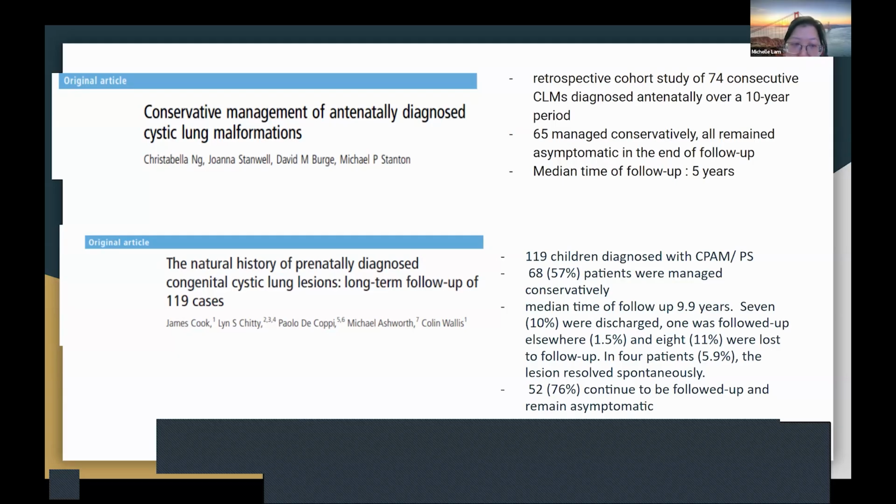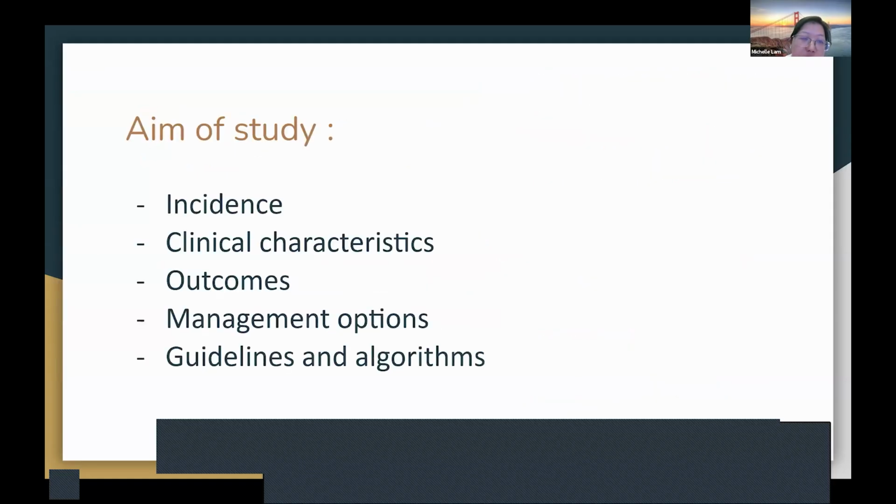Another article showed 119 cases of children diagnosed with CPAM and managed conservatively with a median time of 9.9 years, and most of them remained asymptomatic. The aim of our study is to determine the incidence, the clinical characteristics, the outcome, and the management options, as well as to develop some local guidelines and algorithms concerning patients diagnosed with congenital thoracic malformations.